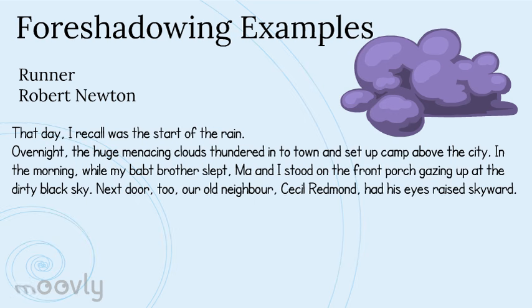Now, I find this foreshadowing really beautiful to begin a novel with because it hints that something is about to happen. I really like the phrase that it was the start of the rain. This is the beginning of a new event, of a new chapter, of something happening, and the huge menacing clouds thundering in. I really like that the main character's baby brother is sleeping because the story doesn't really revolve around him. Conversely, Ma and I were standing there staring, and the novel does centre around the main character, his mum, and a few other characters as well. So this is a good example of how a novel can begin with a really strong sense of foreshadowing.